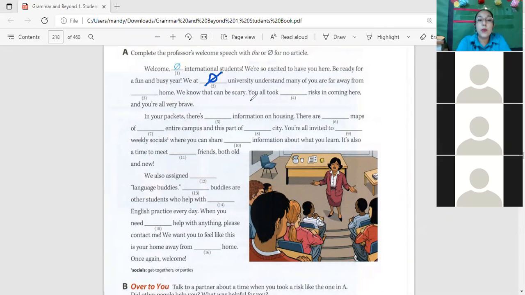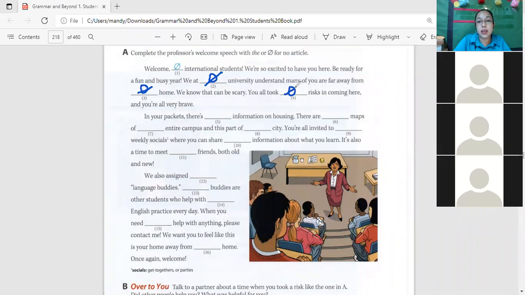We at university understand many of you are far away from the home or only home? What do you think? Only home, exactly. We don't say from the home, we say from home. Next one: we know that can be scary. You all took the risk or risk, without article? Only risk. Okay, only risk, yes.